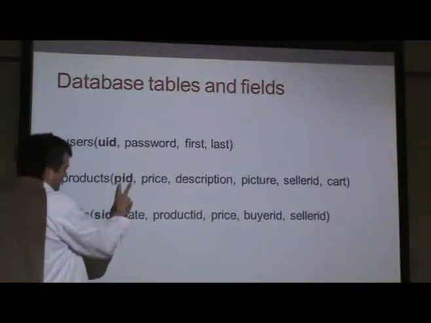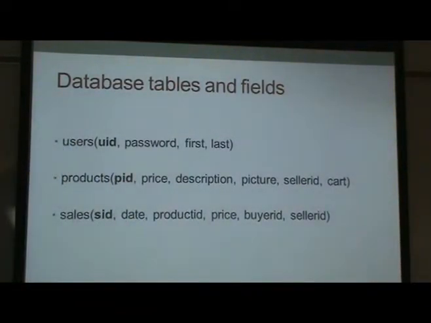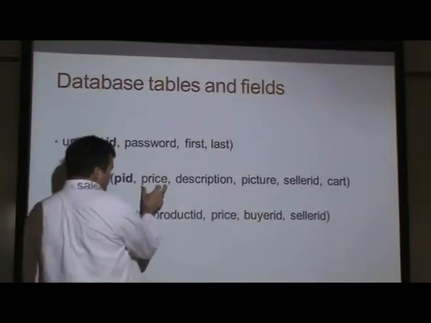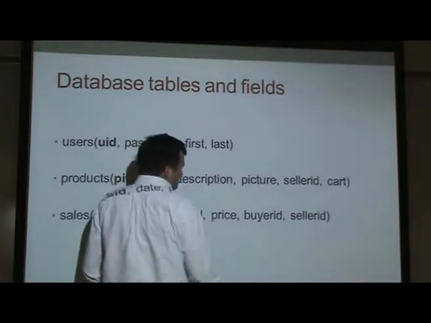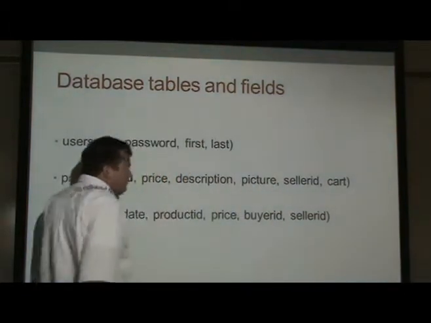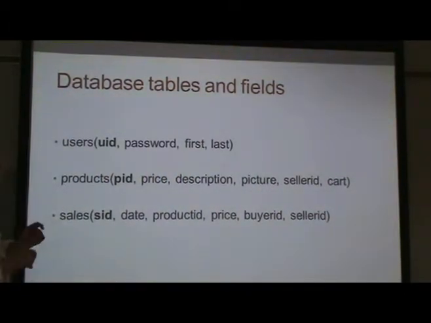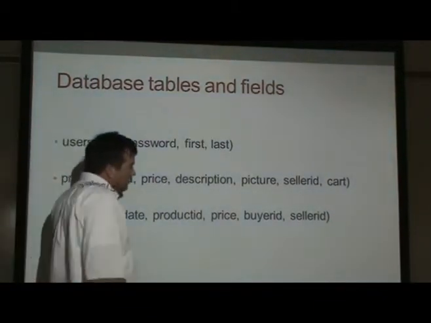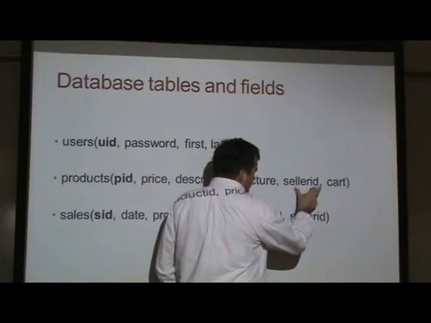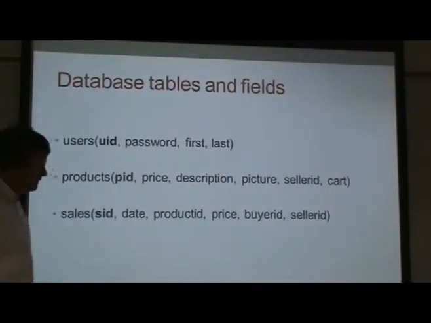Anything that's in bold is considered a key for the field, meaning the field must be unique. And then we can put in a price, which could be an integer, a description, which could be words. A picture could be, we could upload a picture, or we could upload a URL to where a picture is somewhere out on the internet.